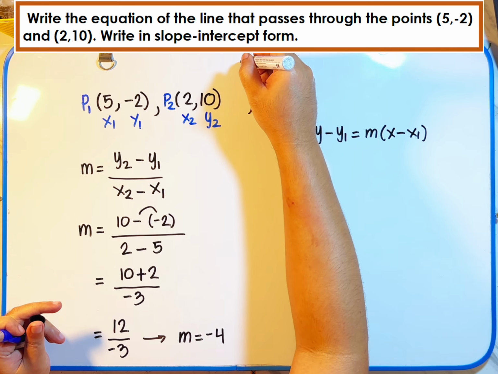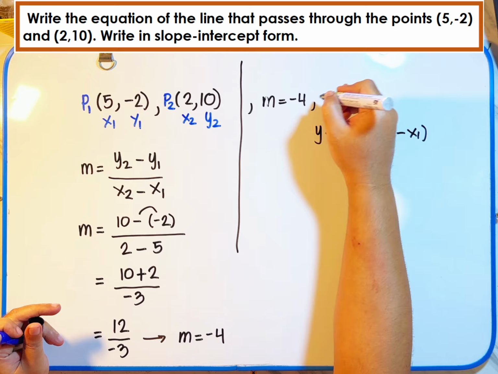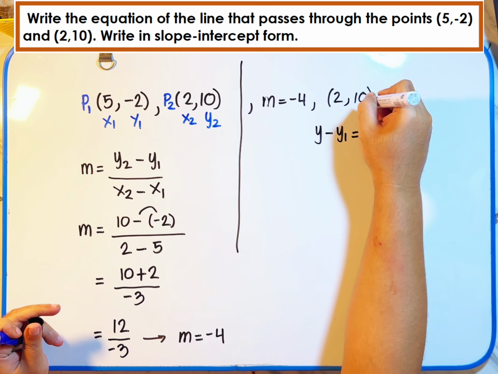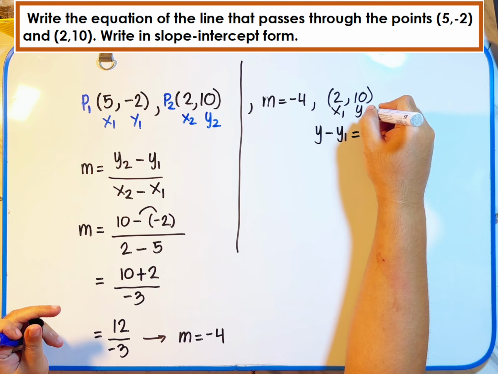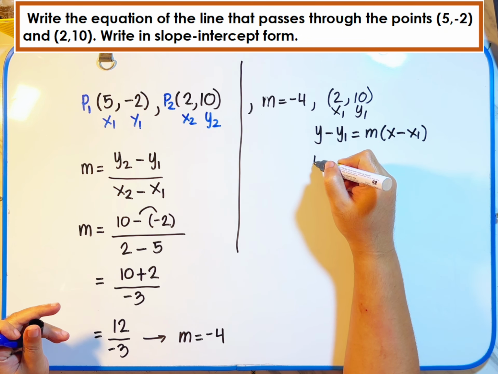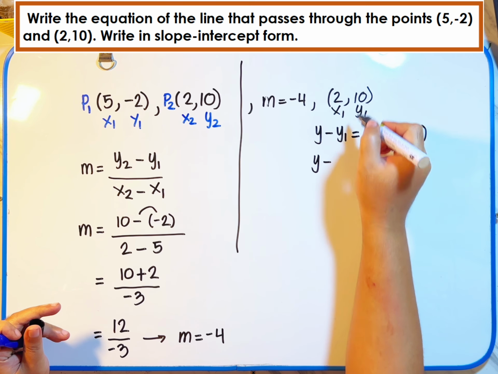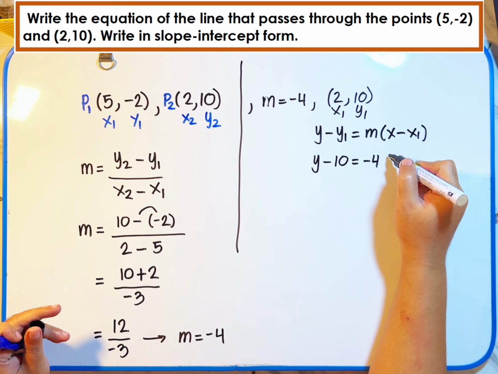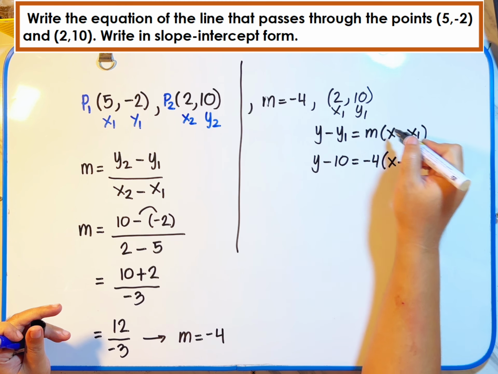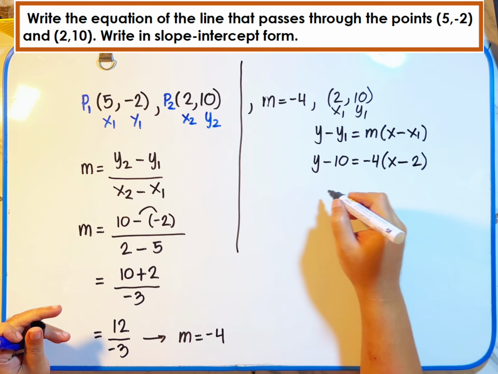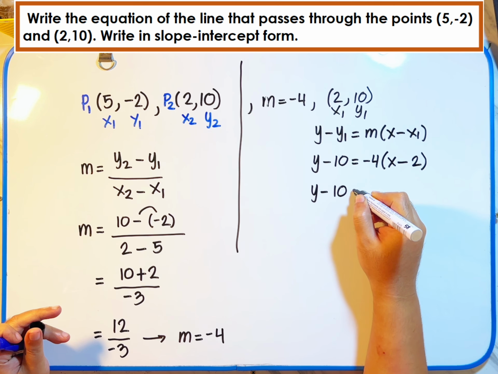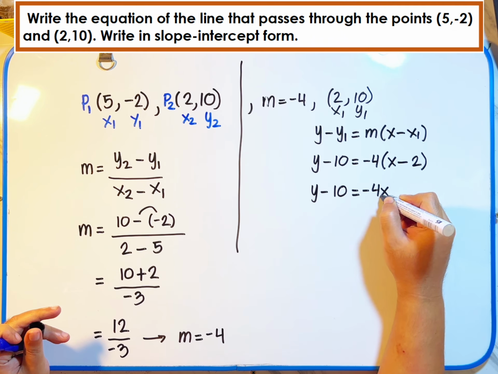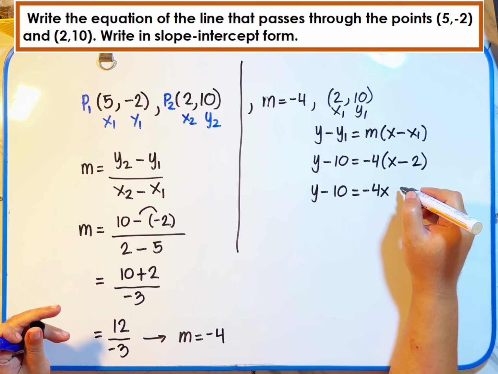Okay, so let's say we will use that point. This is separate. This is the slope, and let's say we have 2 and 10 as x1, y1. And let us substitute now. y minus y sub 1, which is 10, equals m, the slope is negative 4, times x minus x sub 1, which is 2. Let's copy y minus 10. And then negative 4 times x, that's negative 4x, while negative 4 times negative 2 is positive 8.